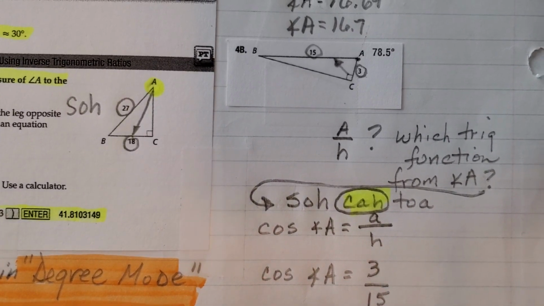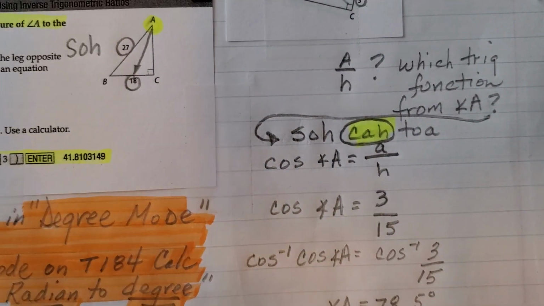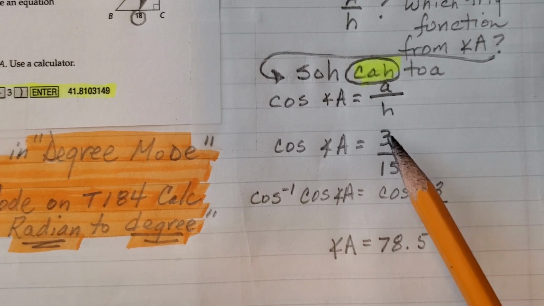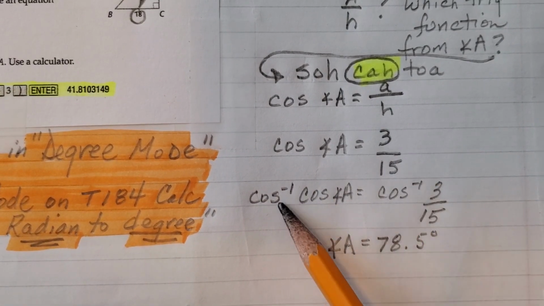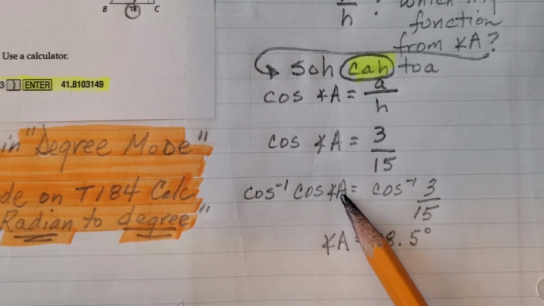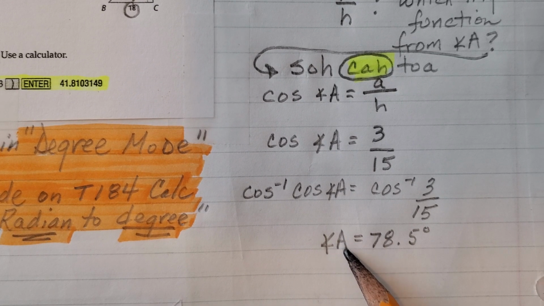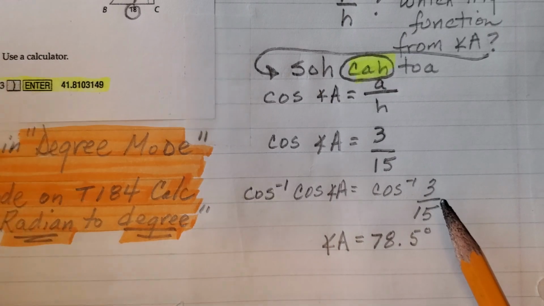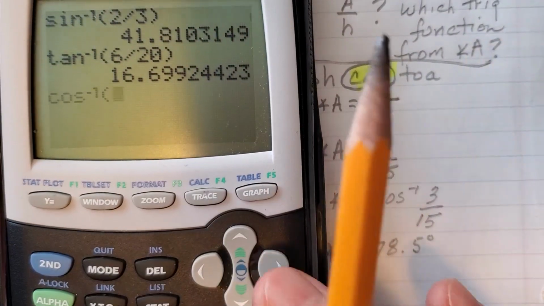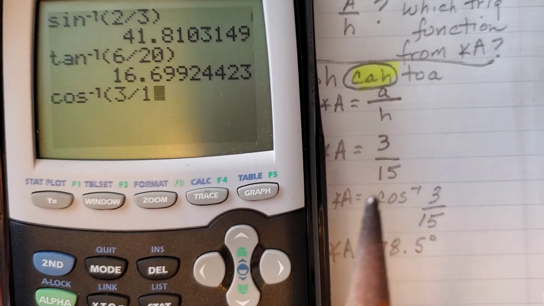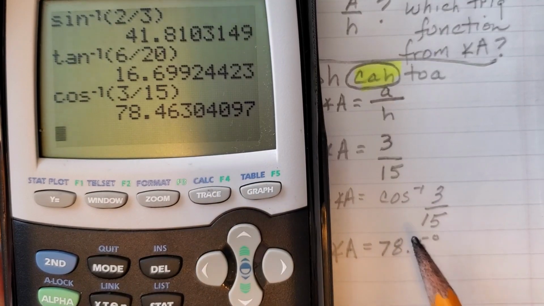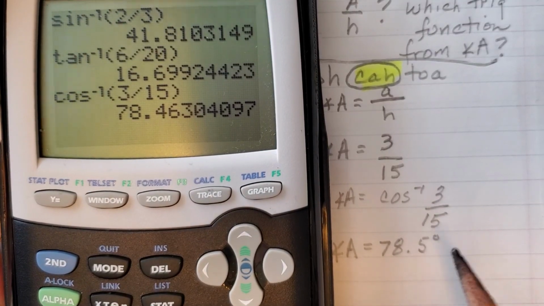Substitute 3 and 15 in for the adjacent and hypotenuse sides. You take the inverse cosine of both sides. The inverse cosine of the cosine of A is angle A, and the inverse cosine of 3/15. So let's do inverse cosine of 3 divided by 15, and you get 78.46, or 78.5, and that's how easy that is.